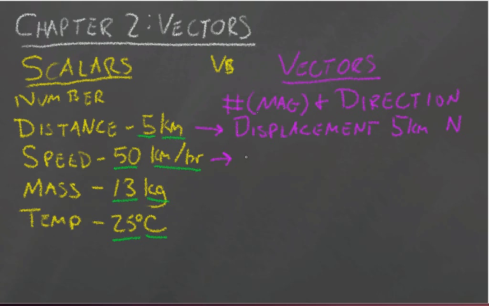Speed becomes velocity. So 50 kilometers per hour east would be a velocity. Mass becomes weight, which is actually a force. It's a completely different type of quantity than mass. So in fact, there's actually a conversion we need to do.